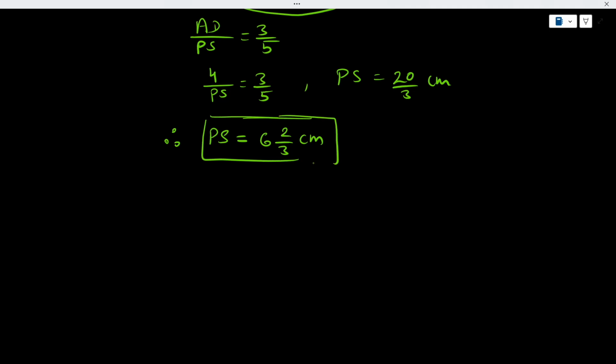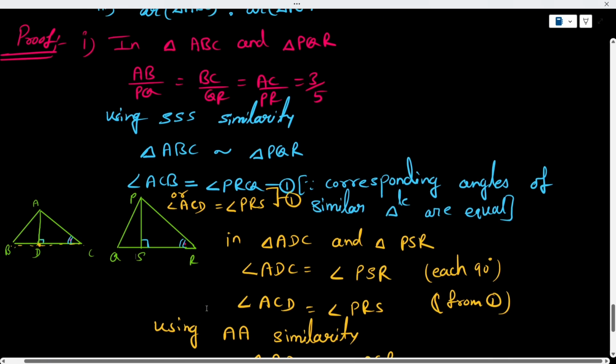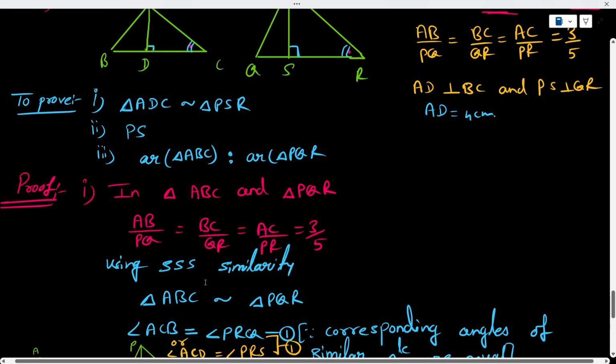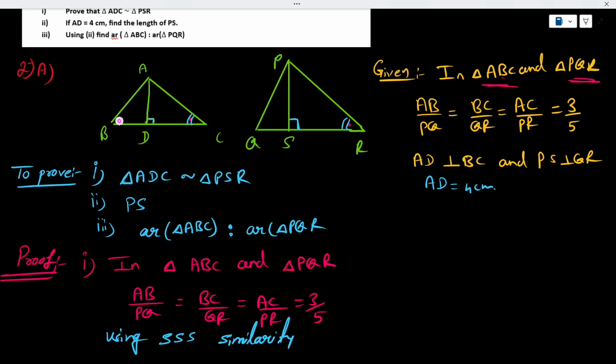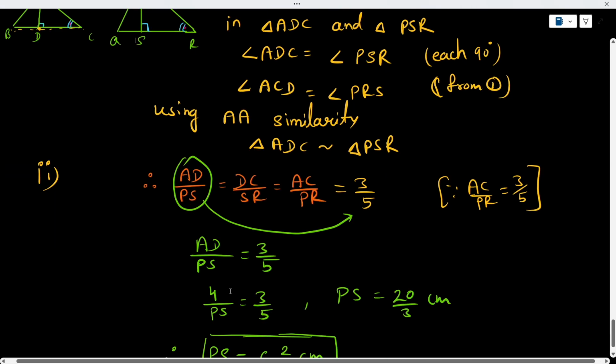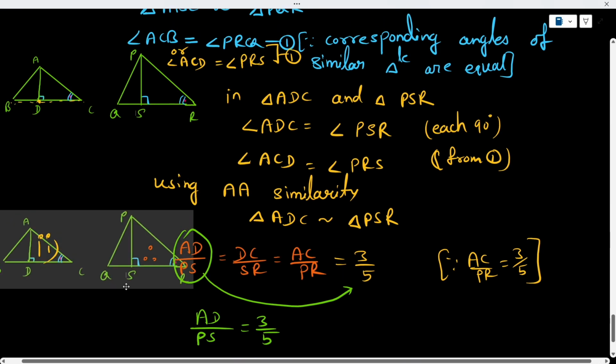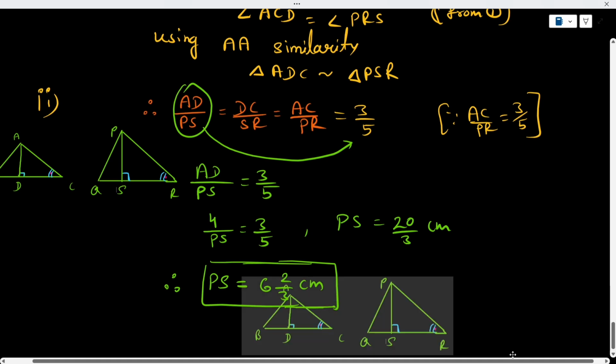So in the first part, we proved the triangles are similar. Then in the second part, using the ratio, we are finding the length of side PS. Now in the third part, I have to find the ratio of the area of triangle ABC and PQR. If you take this, you know that the area will be half base into height. We don't have the length of BC, but QR is the base and PS is the height. So let us use this triangle again, and I can take this triangle downside to refer to it here.